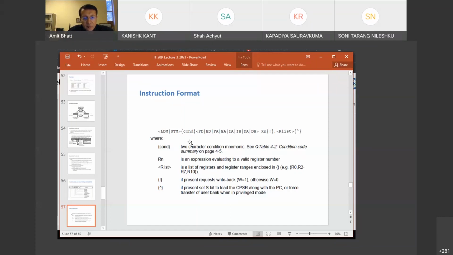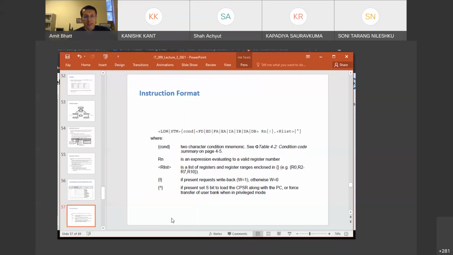Now, it has got various things. For example, an expression evaluating to a valid register number. Then you have this exclamation mark, and this ampersand is used only when you are doing an interrupt handler. I remember that I broke off in the middle to jump from interrupt to explaining you important instructions.